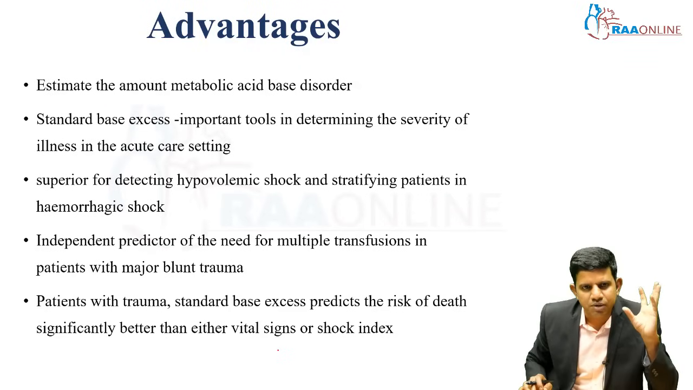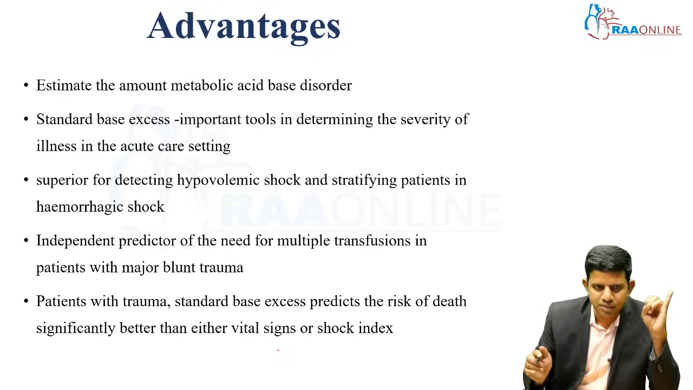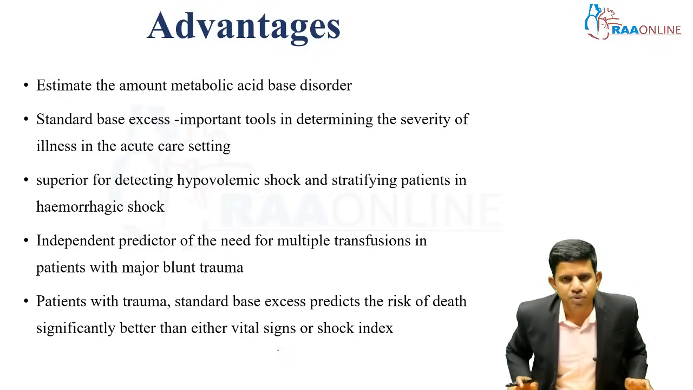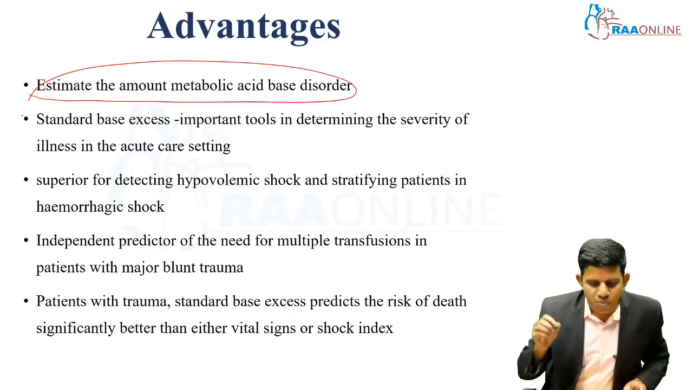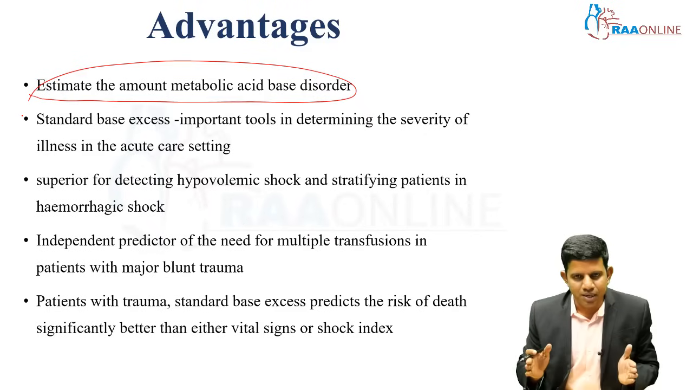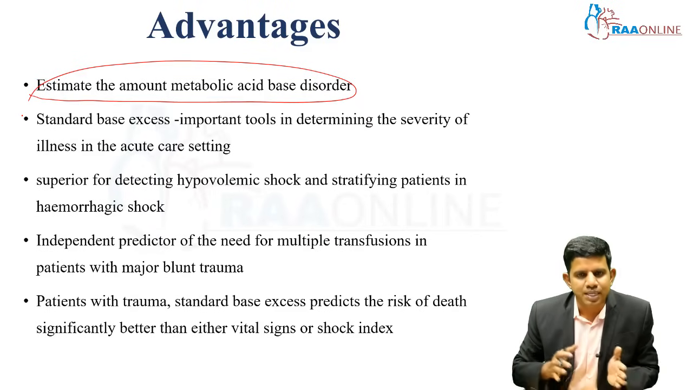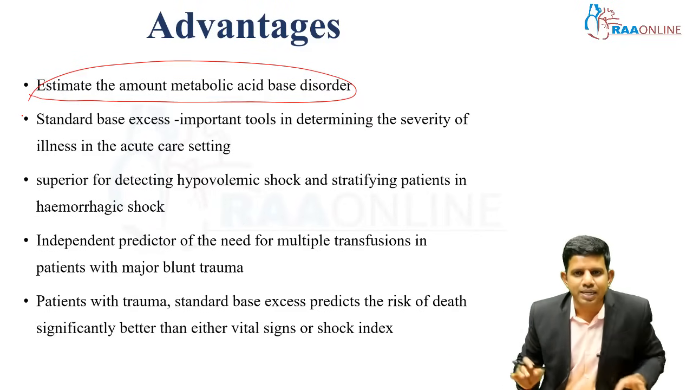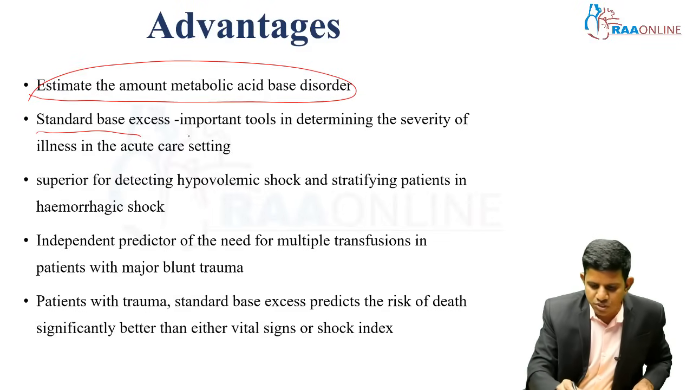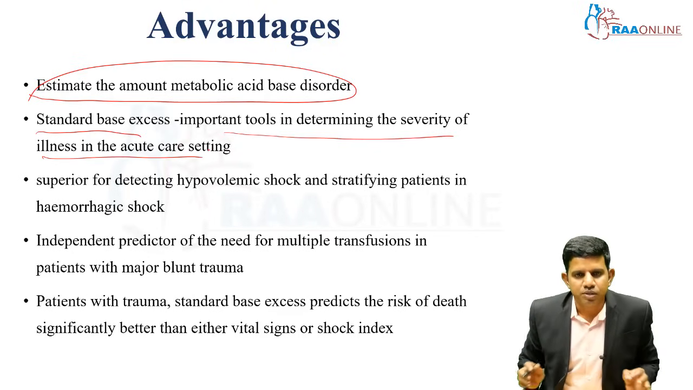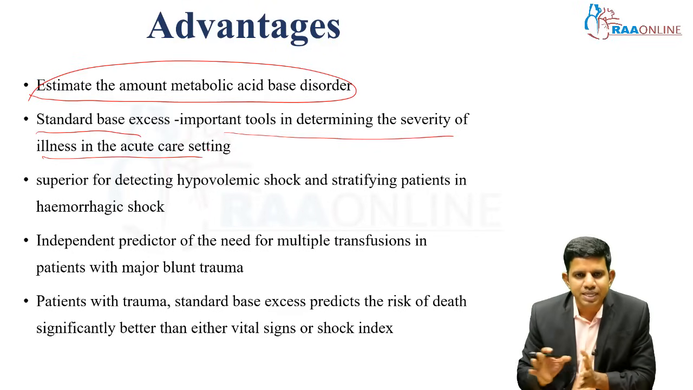Okay, what are the advantages? I already told you, the base excess is purely respiratory independent and metabolic dependent. It only changes when you have a metabolic acid base disorder. Second, it estimates the amount of metabolic acid, giving exactly how much acid or alkali I have to give to correct the acid base disturbances. Also, standard base excess is an important tool that determines the severity of illness in the acute care setting. So, it gives an idea about how sick my patient is.